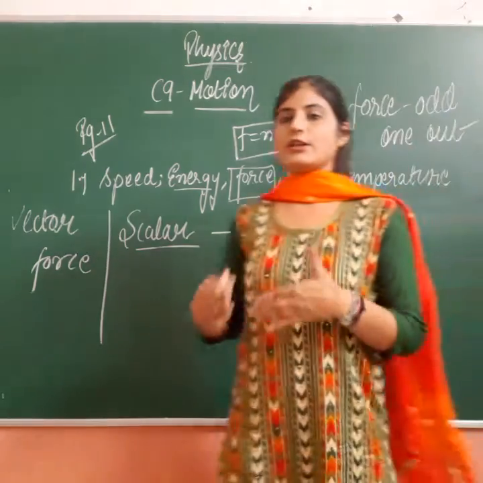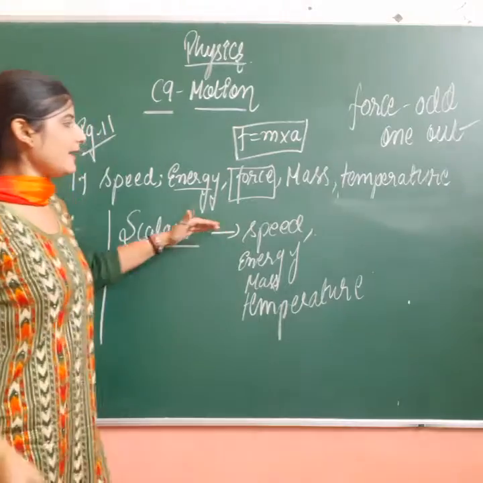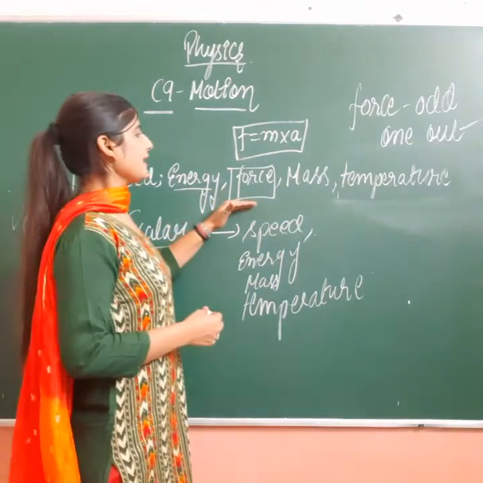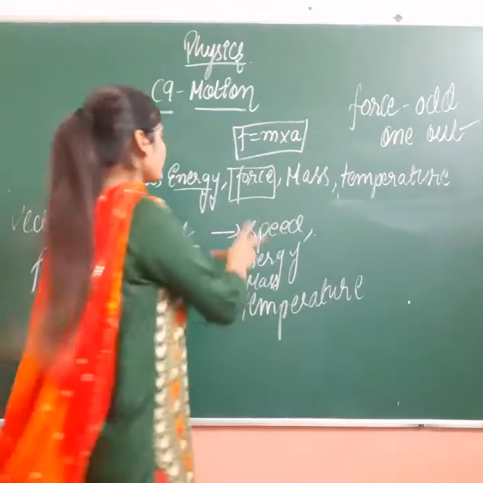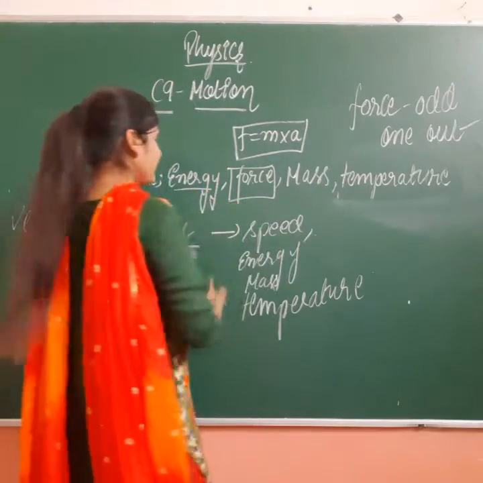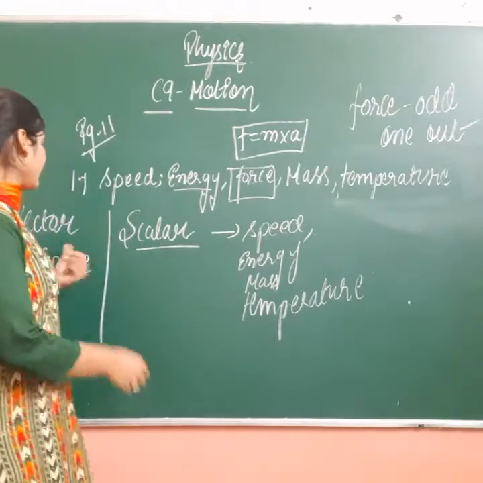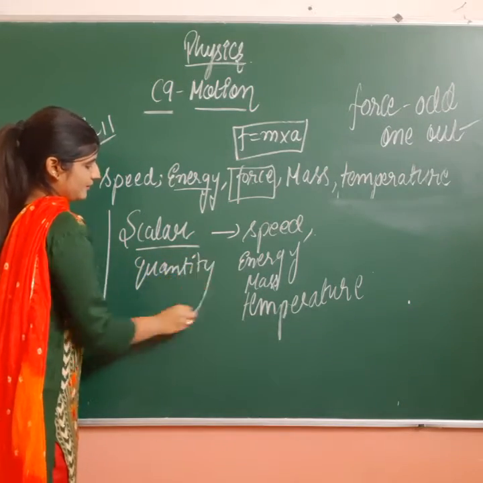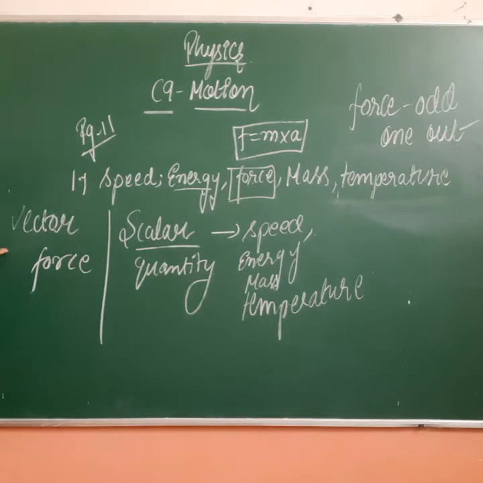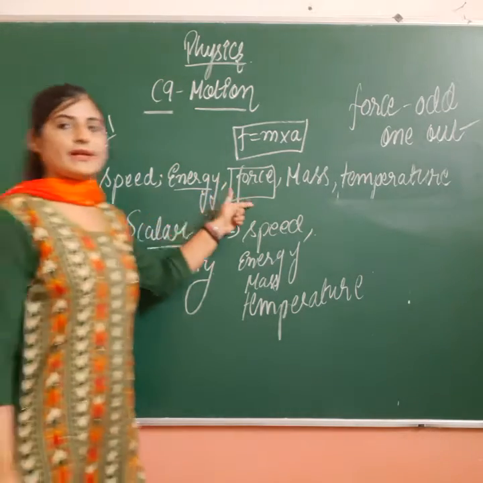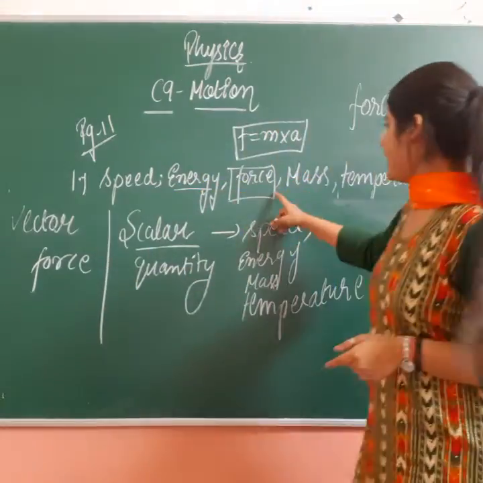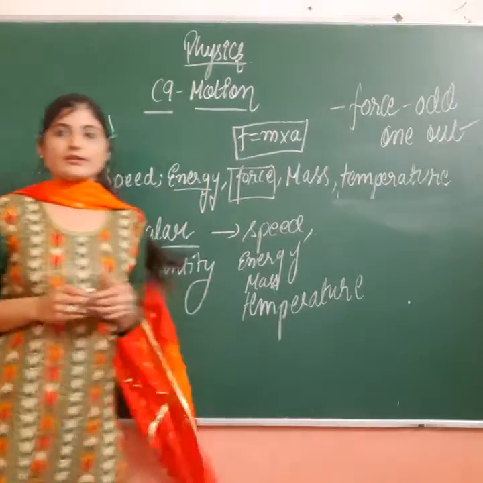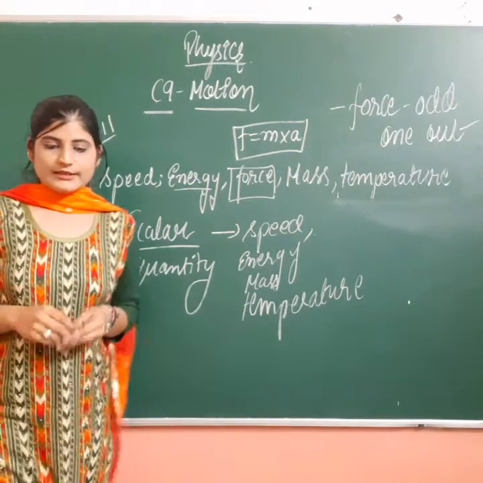If we talk about the terms in something, you could say that temperature could be considered, but why do we take force as the odd one out? Because all the quantities are scalar quantities, whereas force is a vector quantity. Fine. So due to the fact that force is a vector quantity, we are taking force as the odd one out. So this is our odd one out. Is that clear?